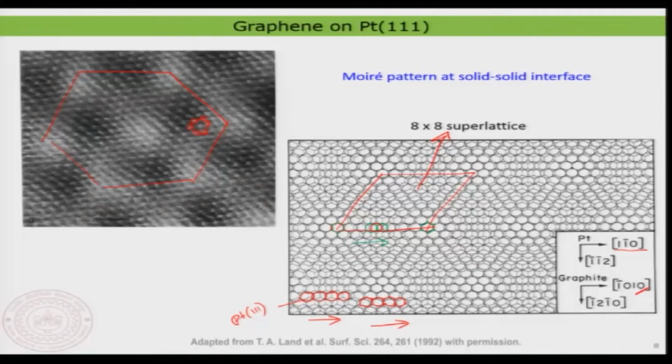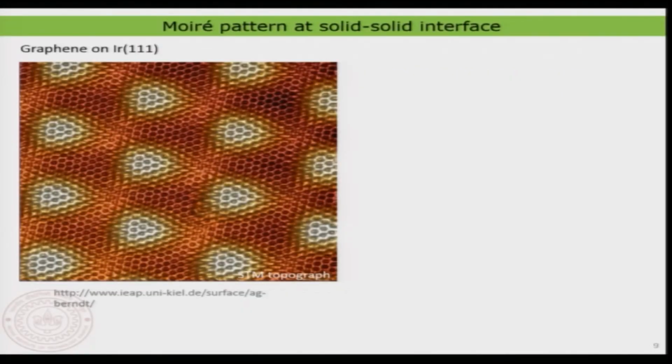Yeah, so that's nice. You can actually look at a few more examples. Here again, graphene on iridium 111 surface, that's again a kind of hexagonal surface. You can also see nicely the Moire pattern. This represents the hexagon of the graphene, and now you can see that this is forming again a kind of nice superlattice that connects the graphene lattice.